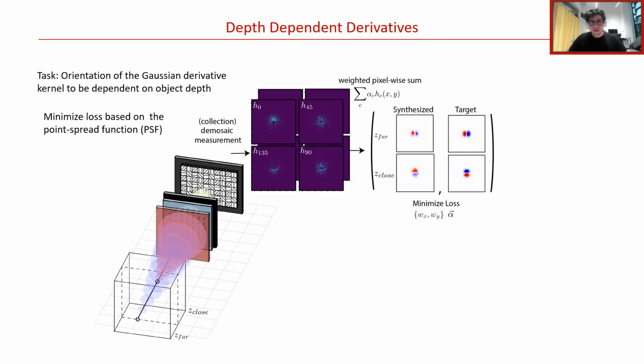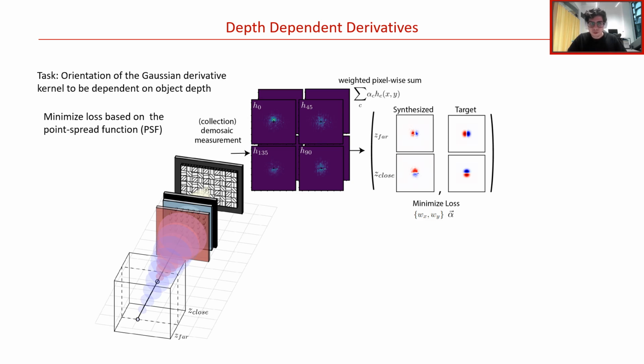Again, using a loss based on the point spread function, we also show that one can optically encode frequency filtering operations that have a prescribed depth dependence. In this case, we chose the task of producing a Gaussian derivative with an orientation that rotates with respect to depth. To do this, we consider a set of actual point sources at different distances, and we compute the set of component point spread functions and the synthesized point spread function for each case.